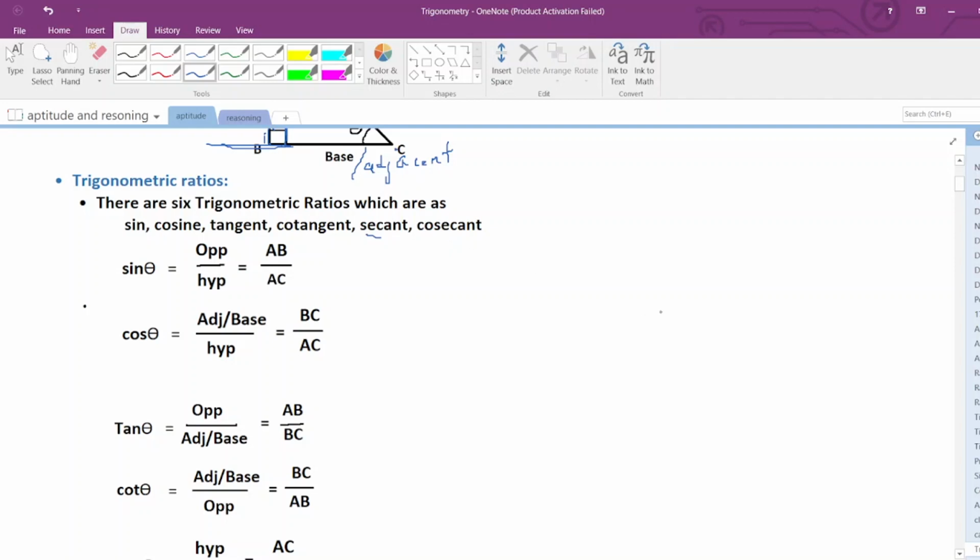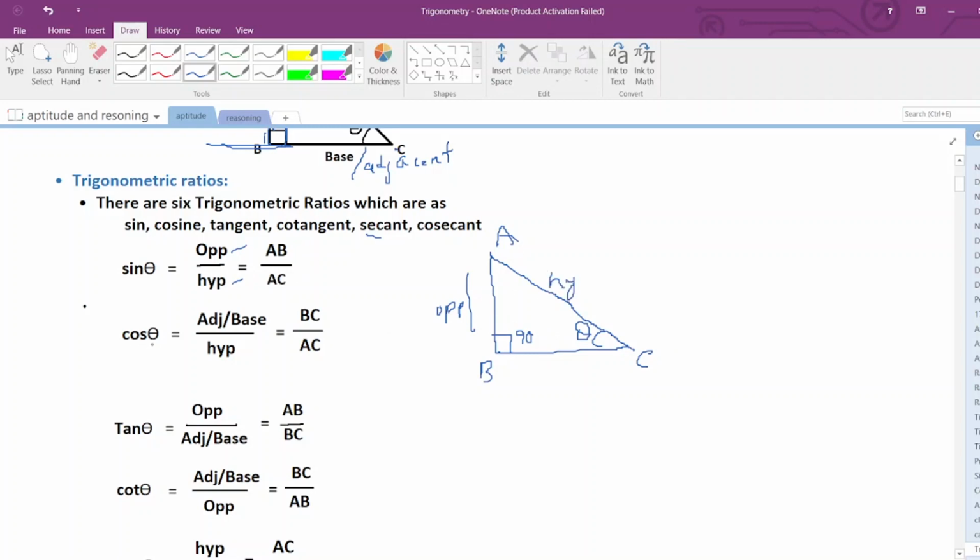So let's try to derive the formulas for the trigonometry ratios. Here also I am just considering a right angle triangle. This is A, this is B, and this is C. I am considering this is the right angle, and this is theta. Now for sine theta, what is the formula? Opposite by hypotenuse, right? This is opposite, AB, and the hypotenuse is AC. So sine theta is AB by AC.